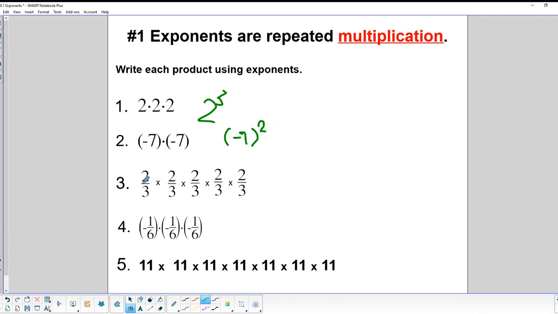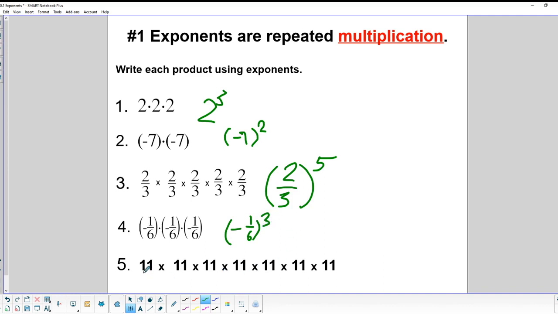How about 2/3? You can do it as a fraction. 1, 2, 3, 4. We have 2/3 5 times. So 2/3. And sometimes I'll put a parenthesis around these because I want myself and everyone to know that I'm multiplying 2/3 by itself 5 times, not 2 by itself 5 times over 3, but the whole fraction. The next one, -1/6 in parentheses to the third power.